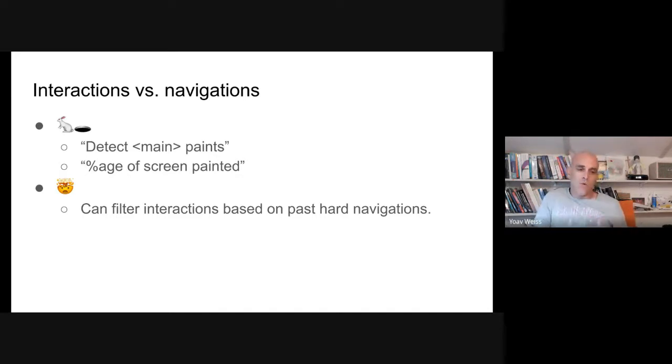And then finally, with the help of a few folks who helped me and reviewed my work, we realized that we can essentially filter interactions based on past hard navigations and avoid falling into that trap. So essentially, a way for us to distinguish interactions from navigations would be to say navigations are ones that we've seen past hard navigations for.